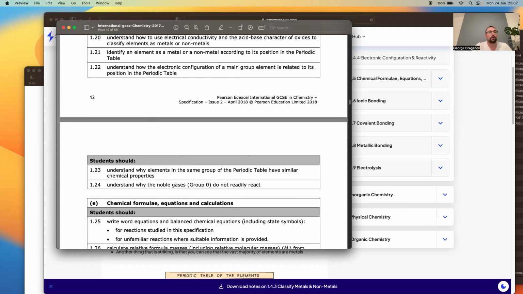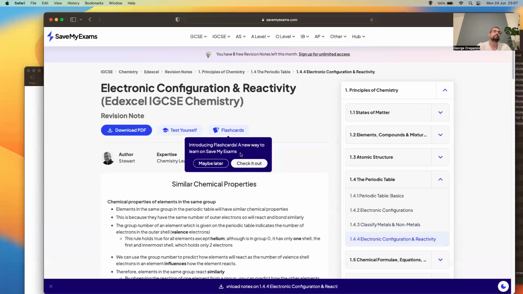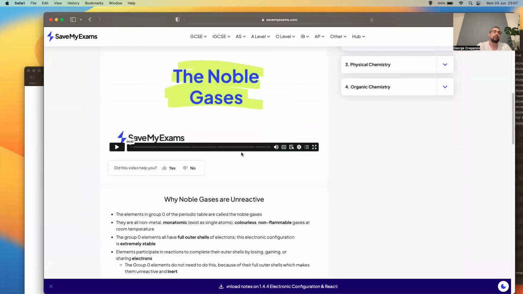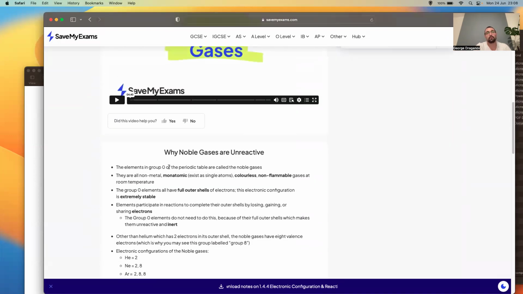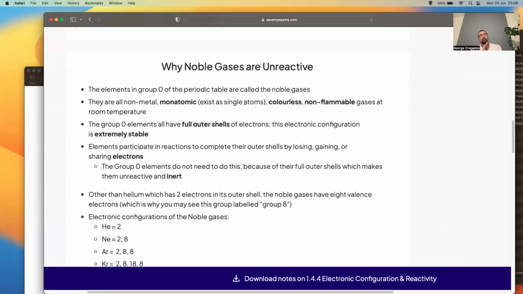For the last 2 points here, as I said with this one, if you have the same number of electrons in your outer shell, you have similar chemical properties. Now for the noble gases, we can have a look here. Noble gases are group 0. They're monatomic, which means that they exist as single atoms, and they're colorless and non-flammable.